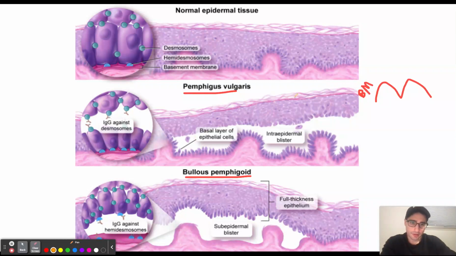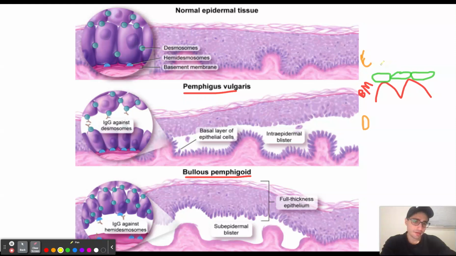Above the basement membrane we're going to have the epidermal layer, and below the basement membrane we're going to have the dermis. Now, the epidermal layer is going to be made up of multiple layers, and the cells that are important in the epidermal layer are going to be the keratinocytes. Now, the first layer, right above the basement membrane, is going to be called the basal layer. And in the basal layer, the keratinocytes are going to be attached to the basement membrane through hemidesmosomes.